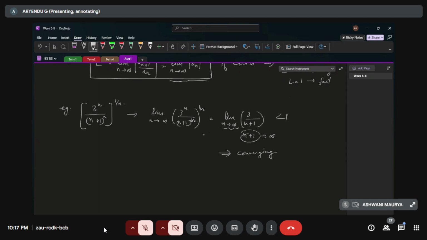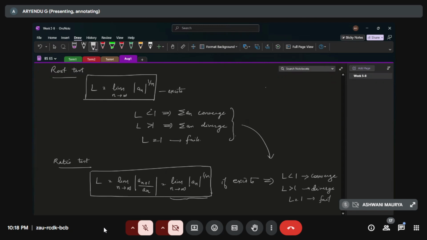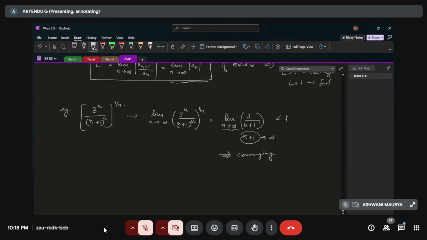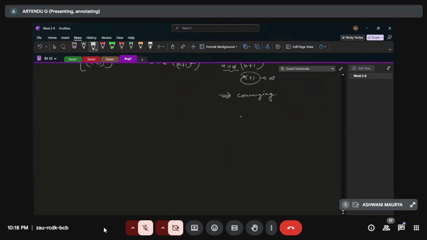This will be most comfortable, and this will be mostly asked also because this is coming here for both. If you are asked such a question to find the convergence or divergence, you can use this equation and this equation, which are both similar, to find the value of L and compare it as per these rules to find if it is converging or diverging.